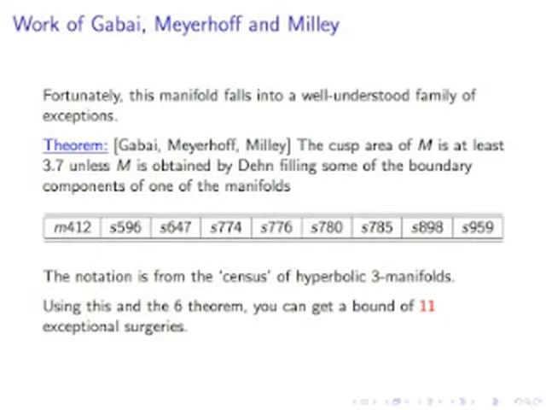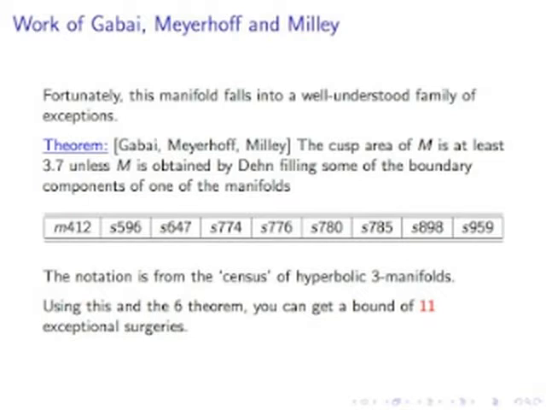9 manifolds from the census of hyperbolic 3 manifolds. So these have been well studied. And fortunately, Agol's example falls into this family of exceptions. So there's a hope that you can separate that off, analyze those guys separately, and prove the theorem for the remainder, for everything else. And that's exactly what we did.